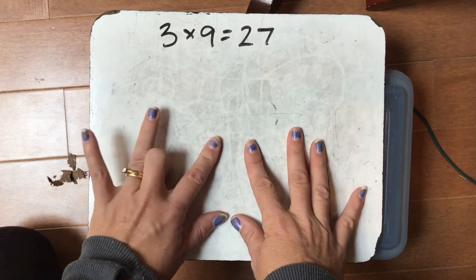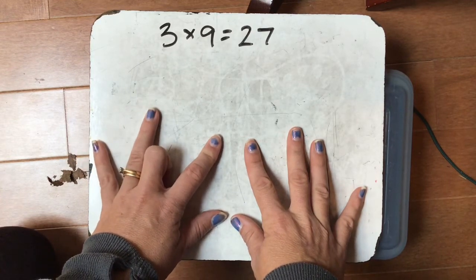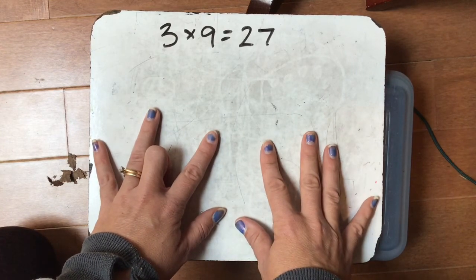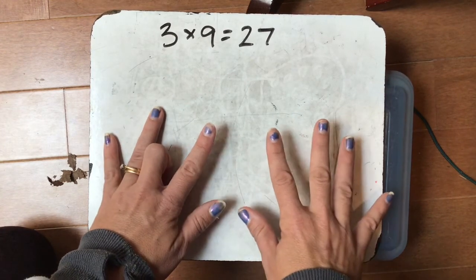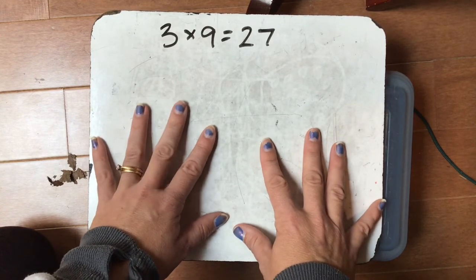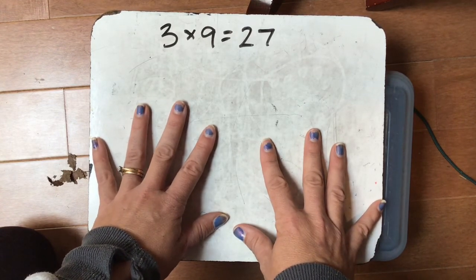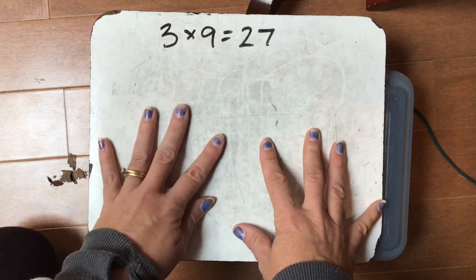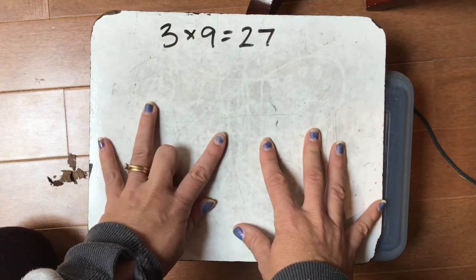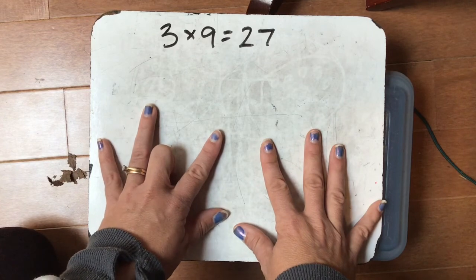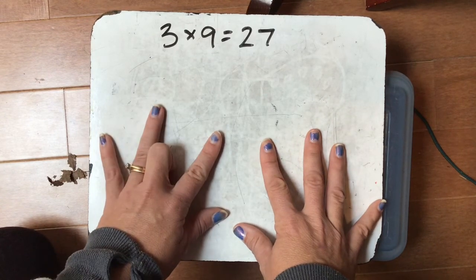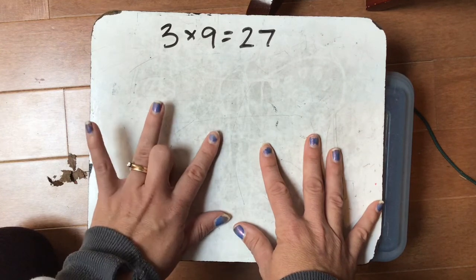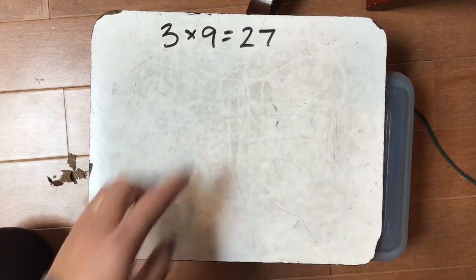I have 2 fingers on this side, which is like 20, and I have 7 fingers on this side, which is like 7. So the answer is 27. I'm going to do that again. I tuck the third finger because I'm looking at a factor of 3. 1, 2, 3. Tuck it under. And then I can read my fingers like tens and ones. 27. 3 times 9 is 27.